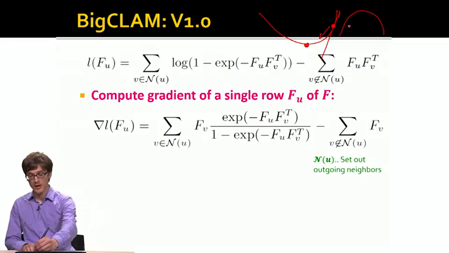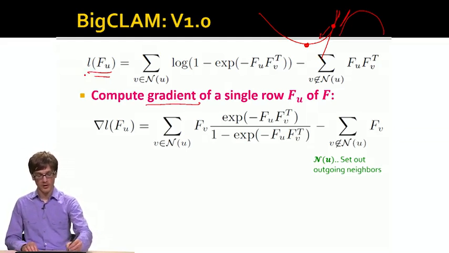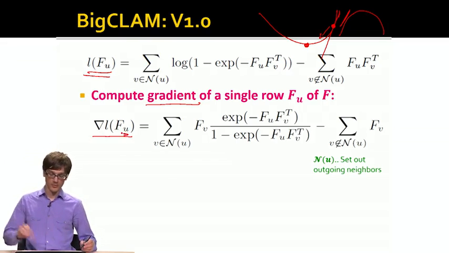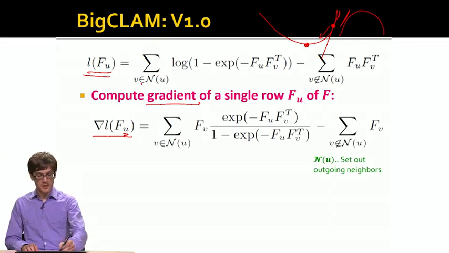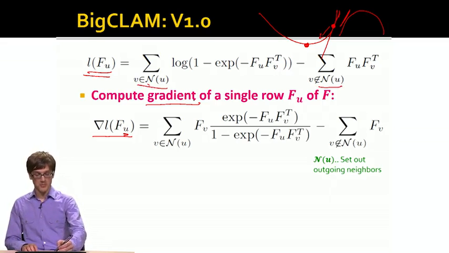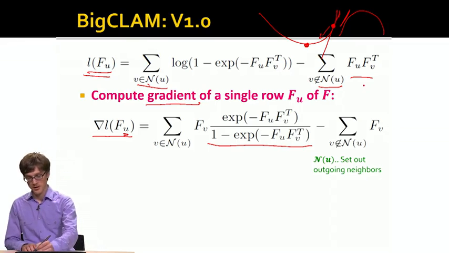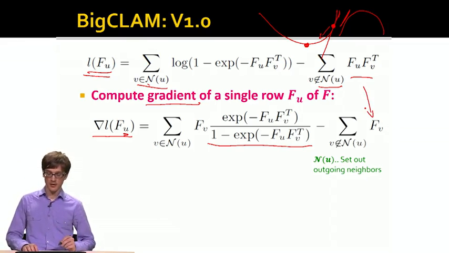In order to say what the slope is at a given point, we need to compute the gradient, or the derivative, of the log likelihood. So here is the derivative of the log likelihood with respect to a given node. This is now with respect to a given row. And it's very simple. I have a summation over the neighbors of a given node and a summation over the non-neighbors of a given node. Computing the derivative of the first part gives us the following expression. And then computing the derivative of the second part of this summation is even easier. It's basically just the F_V that is surviving.